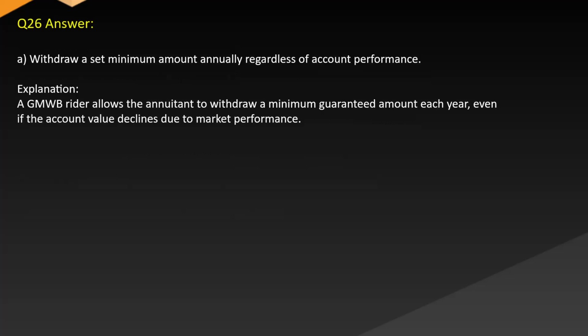Answer: A. Withdraw a set minimum amount annually regardless of account performance. Explanation: A GMWB rider allows the annuitant to withdraw a minimum guaranteed amount each year, even if the account value declines due to market performance.